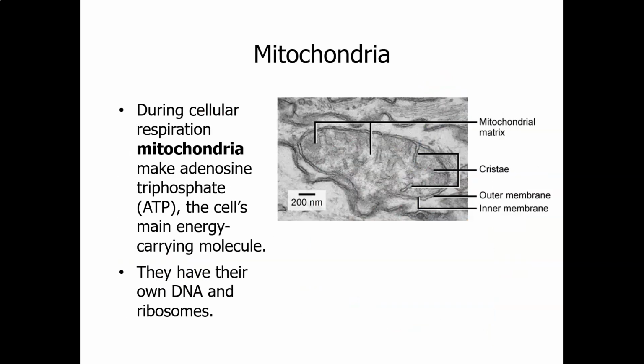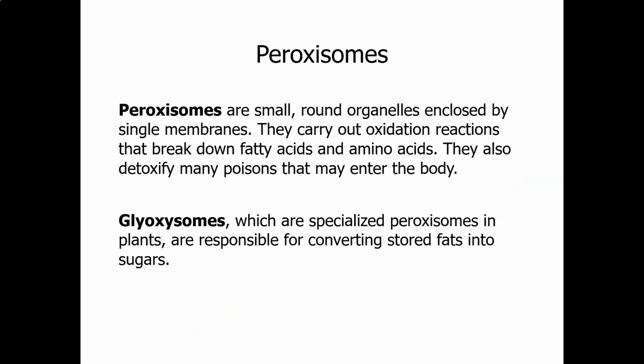Mitochondria have two membranes, and the inner membrane is folded. Those folds are called cristae, and the reason for the folds is that you can make a whole lot more ATP energy with a folded inner membrane than with just a plain flat one. Mitochondria does have its own DNA and its own ribosomes. Peroxisomes are small, round organelles. They carry out oxidation reactions that break down fatty acids and amino acids, and they can be used to detoxify poisons.